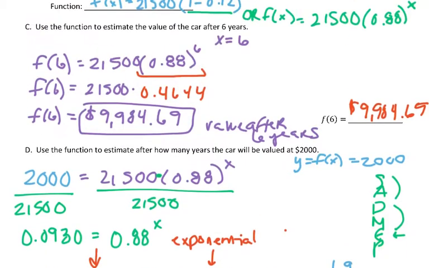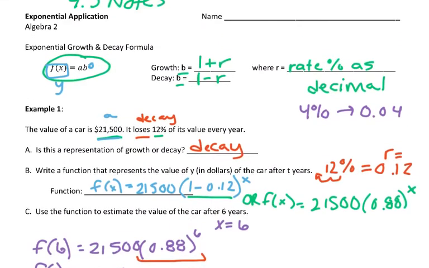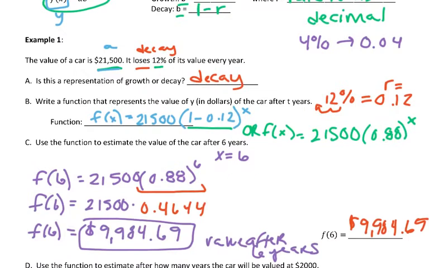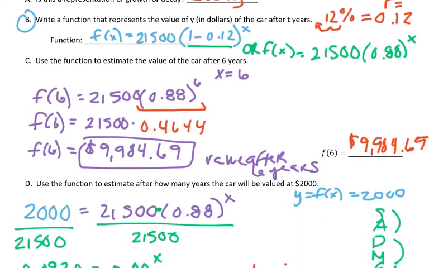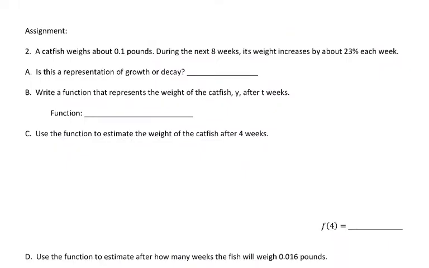Alright, so that is what you're going to be doing for an assignment today. You're going to be talking about rates of decay or growth. You're going to have a formula that you write, and then from that formula you're either going to plug in an x and solve, or plug in a y and solve. So this would be your assignment, and there are a few problems for that.